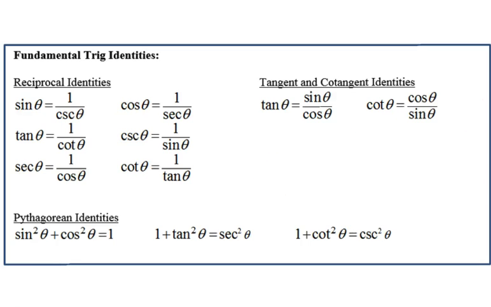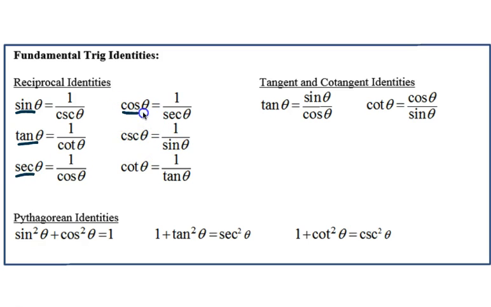Okay, so today we're going to be talking about the fundamental trig identities, and we're going to be using these trig identities to simplify expressions. Okay, first things first, we have the reciprocal identities. So that's just saying that sine is equivalent to 1 over cosecant, tangent is equivalent to 1 over cotangent, and secant is equivalent to 1 over cosine.